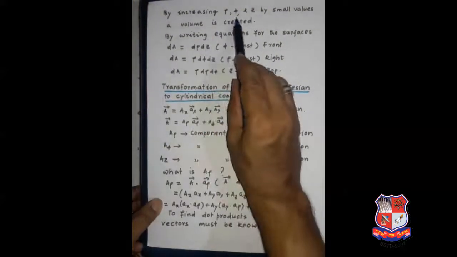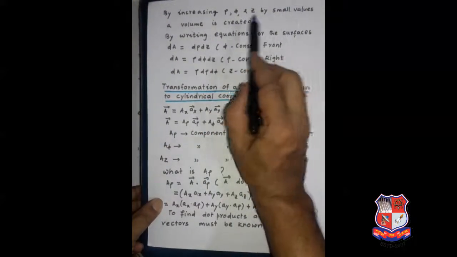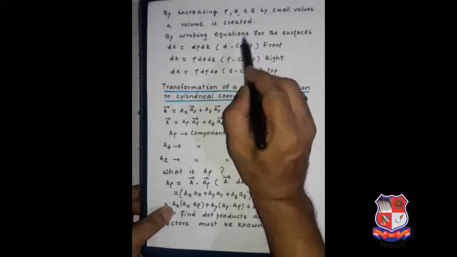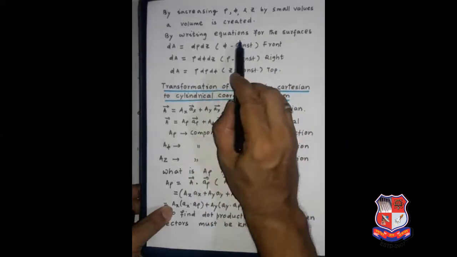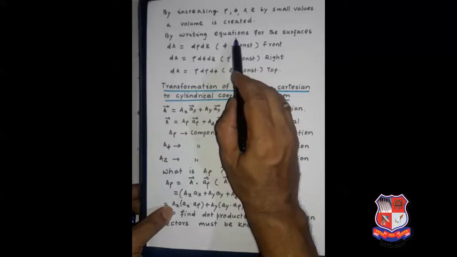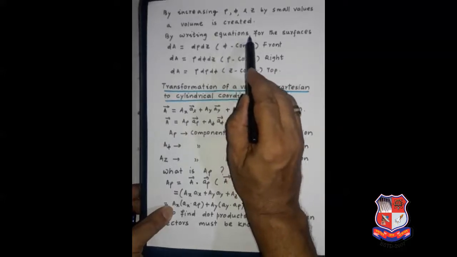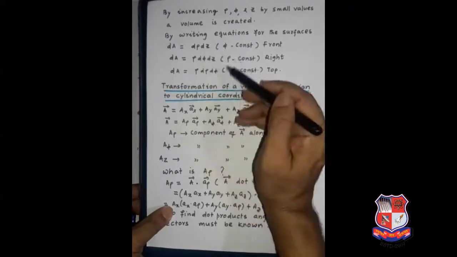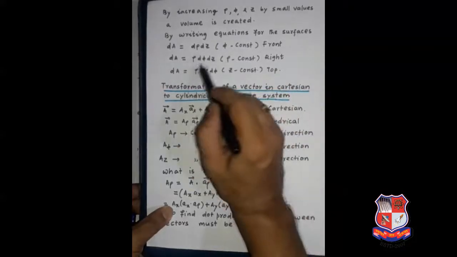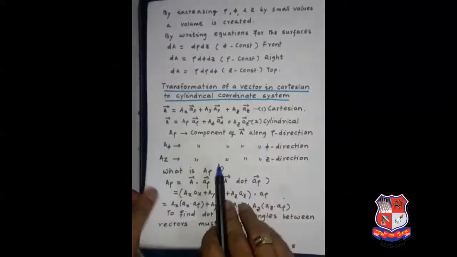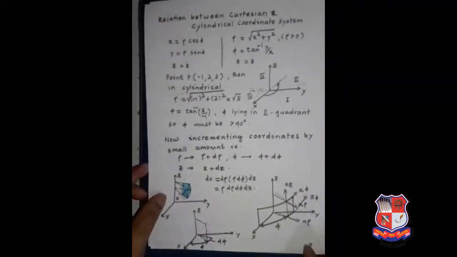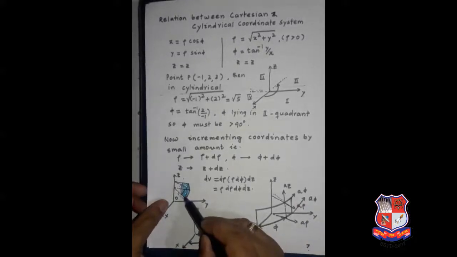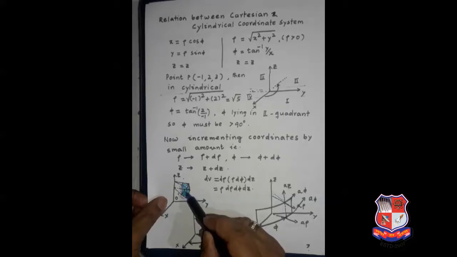So by increasing rho, phi and z by small values, a volume is created. That is already shown in the last figure. To write down the equation, if you go for the front side, the surface which is created there, you can see which parameters have been increased. Rho is increased by d rho, and z has been increased by dz. So for the front side, it will be d rho dz.